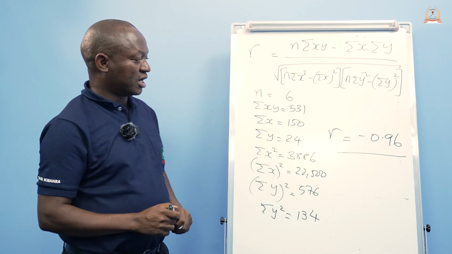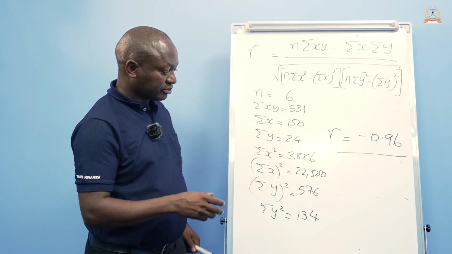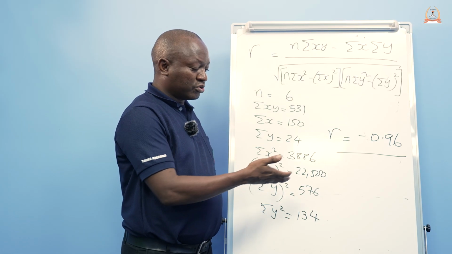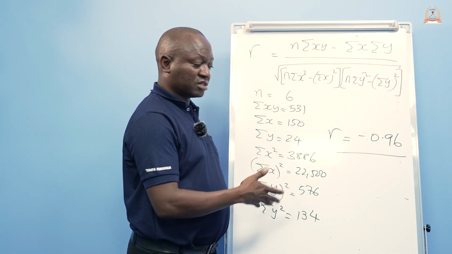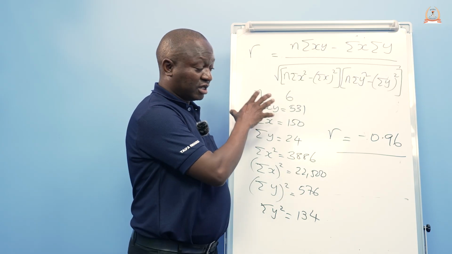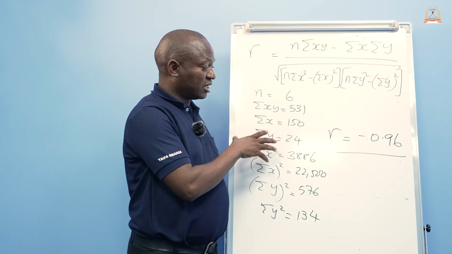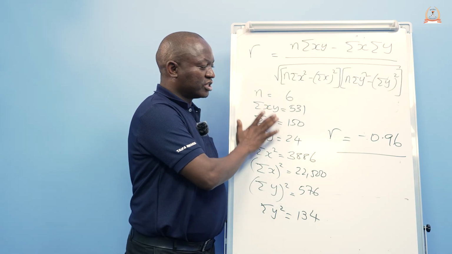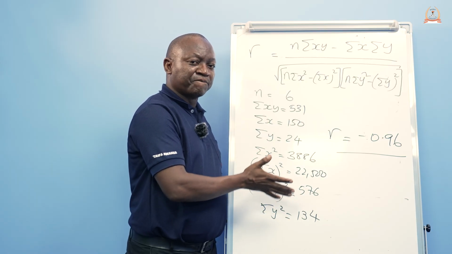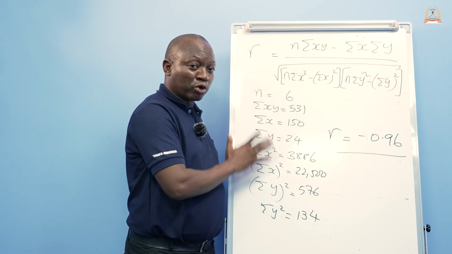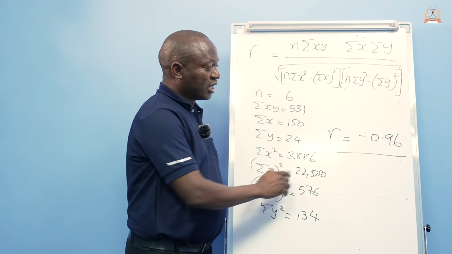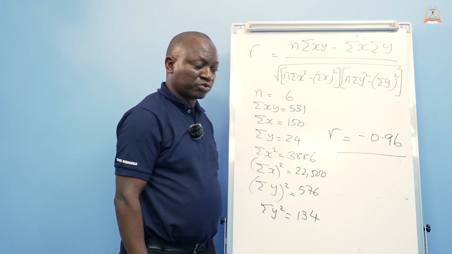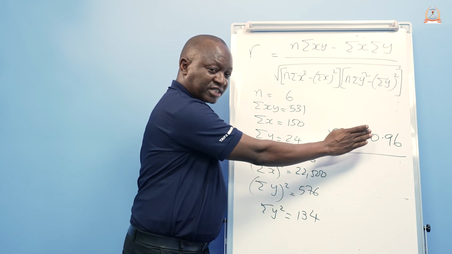Now, the good thing nowadays with the use of calculators is that you can also use the linear regression function in the calculator, and then you can retrieve all these values once you have entered the paired observations x and y. Now, this is the value of the correlation coefficient, which is minus 0.96.